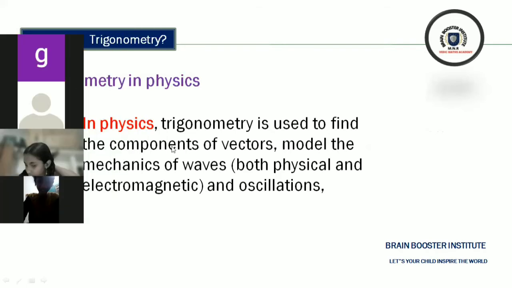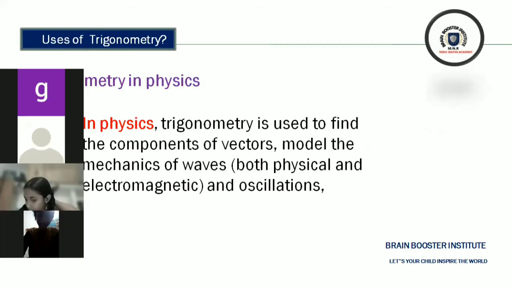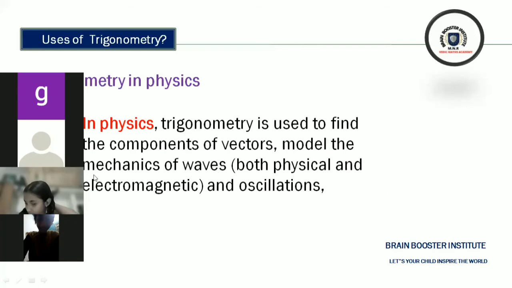And in physics also, I think you might have seen physics formulae, isn't it? Trigonometry is used to find the components of vectors. As you are studying 8th, 9th and 10th, you will get vector chapters in the intermediate section, so don't worry about it here. It is also used in the mechanics of waves, both physical and electromagnetic, and oscillations. I think 10th class students are able to see reflection, incident angle and reflection angle, isn't it?